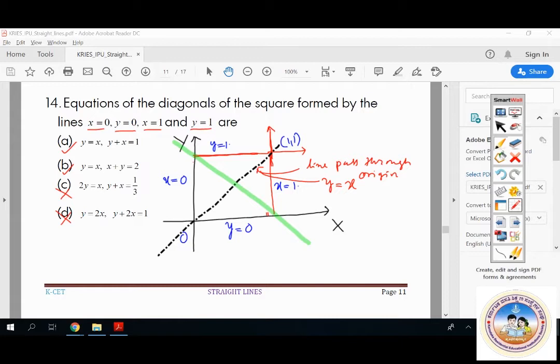So now you can make out this point. It's a point on the y axis. ಅಲ್ಲಿ y equal to 1 ಇರೋದ್ರಿಂದ ಈ ಪಾಯಿಂಟ್ ಏನಿದೆ 0,1 ಇದೆ. Here it is x is equal to 1. So therefore this is a point on the x axis. This is going to be 1,0. Now you can make out the next diagonal is going to pass through 0,1 and 1,0.